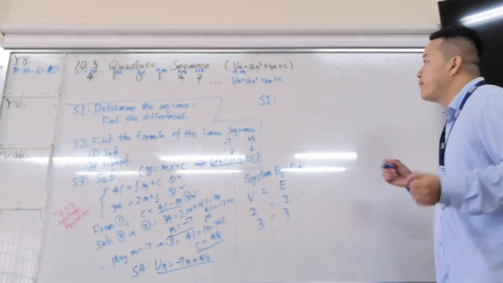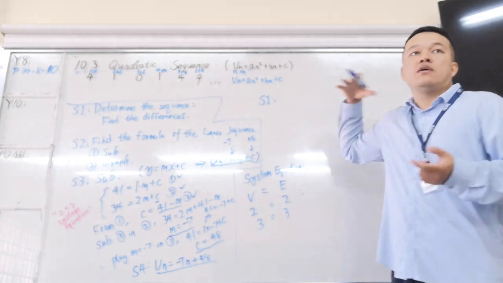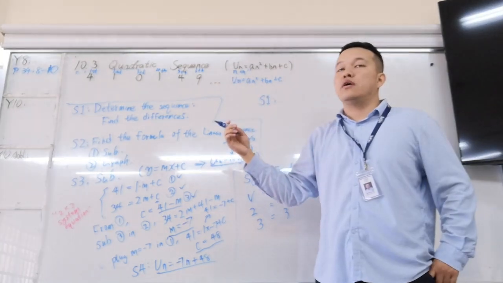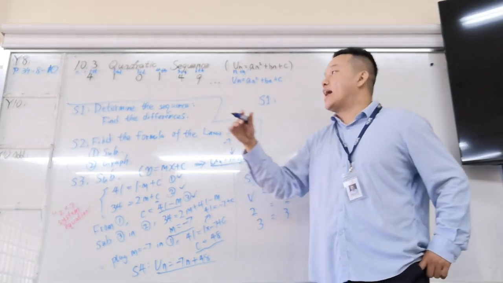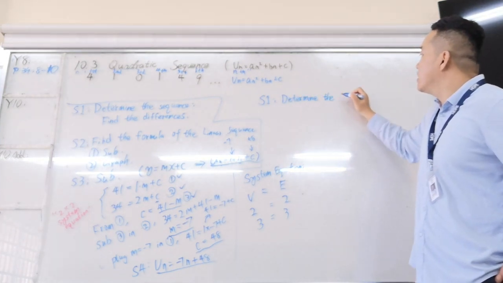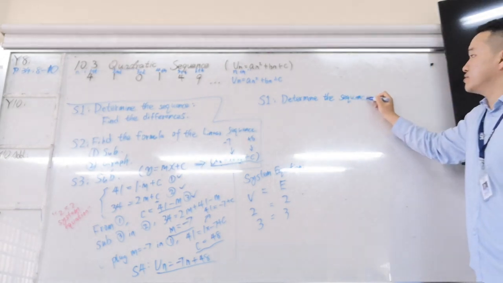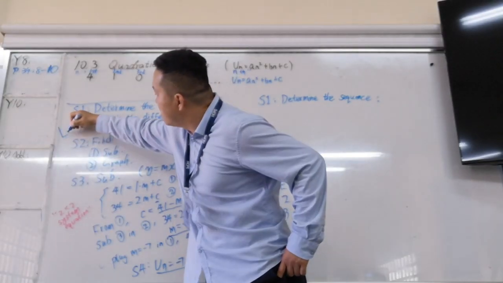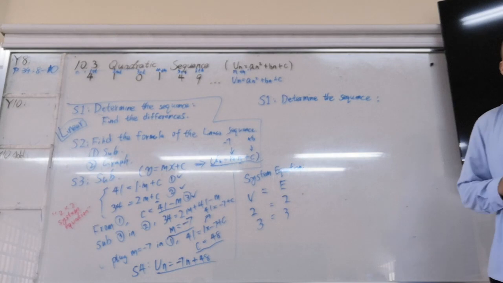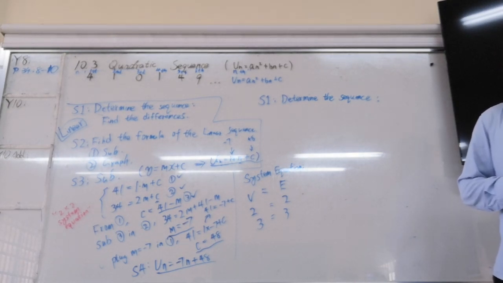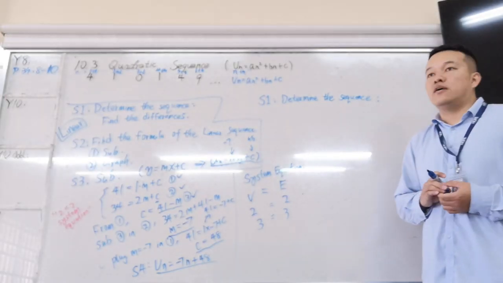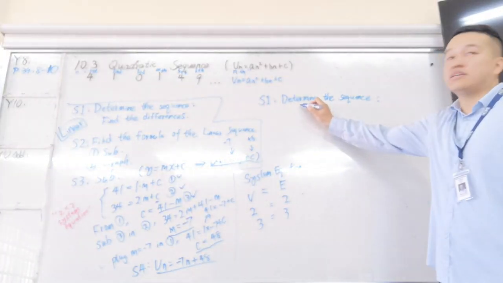Great, great. Now the first step will be the same. If I just give you this bunch of numbers without telling you what sequence it is, you have to determine what sequence it is. Determine the sequence. That's the same process as with linear. How would you find the sequence type? How would you determine the sequence? Divide. Yes, find the difference.